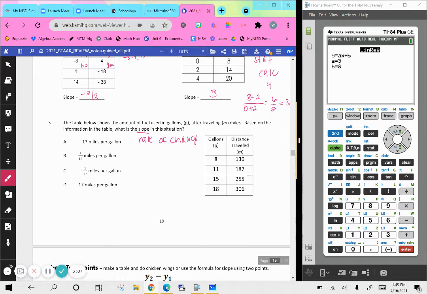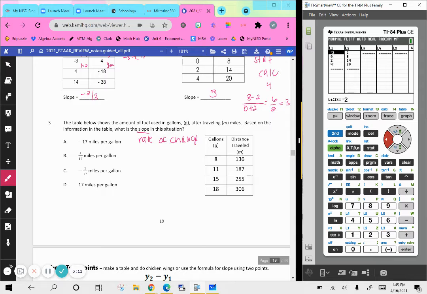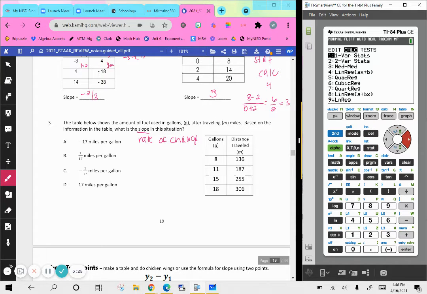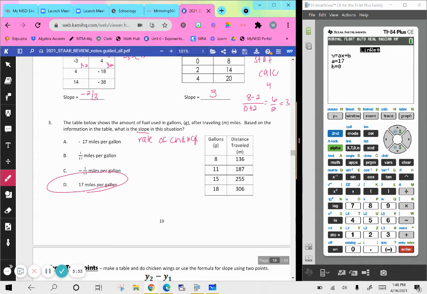So we're going to go into stat. We're going to go to edit, and I'm going to put in my L1 and L2, and I'll be right back. So I've got my L1 and L2 just like that. So gallons is in L1 and distance traveled is in L2. And then I'm going to hit stat, calc, and go down to linear regression. Then you just hit enter until it gives you your value, which is 17. So 17 miles per gallon.